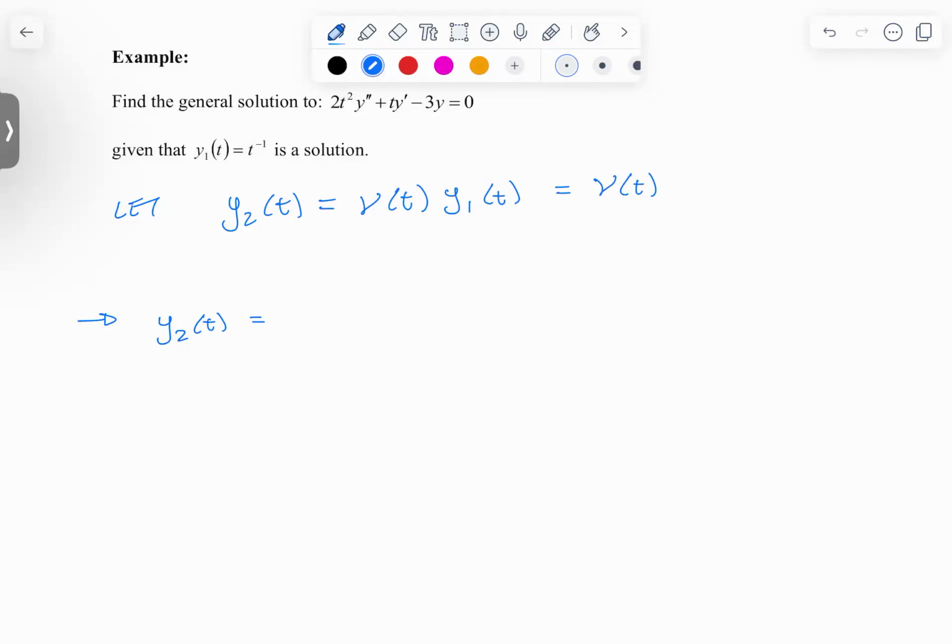Some function that we don't know, and since y1 is t to the -1, I could plug that in. Now, I'm going to drop the v of t and just write it as v times t to the negative one. But remember, this is v of t, which is why I wanted to write it explicitly up here. In order to find the second solution, I need to plug it into my equation. So guess what I need to do with this?